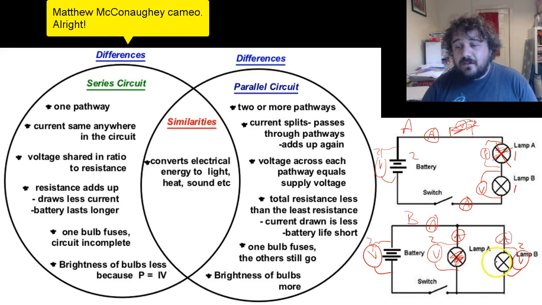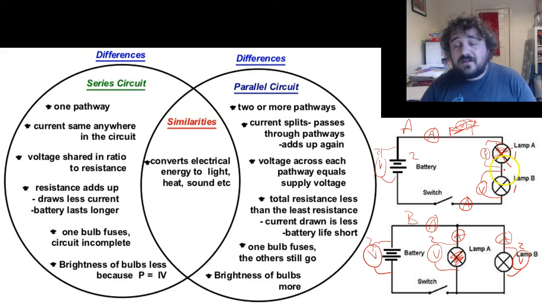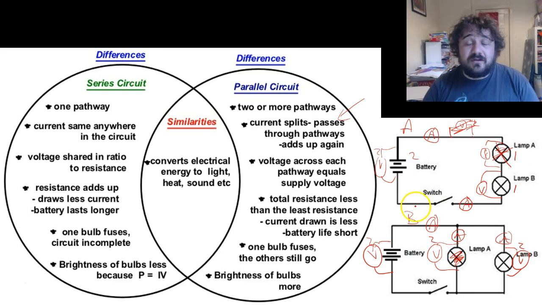Now, with these ones here, because they are sharing the voltage, the light bulbs will be dimmer. Whereas these two both have the full voltage of the circuit, so the brightness will be higher. But these ideas are best explored in experiments. So you should make sure you get this down, and this is something that your teacher will go through in class in an experiment.